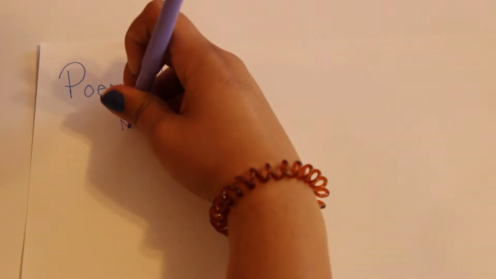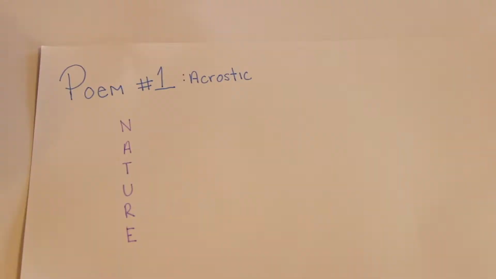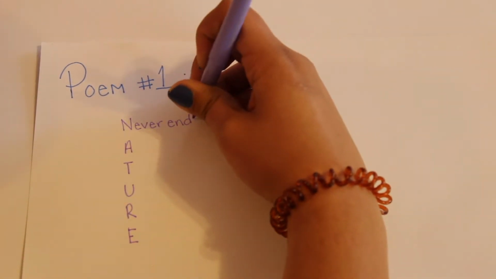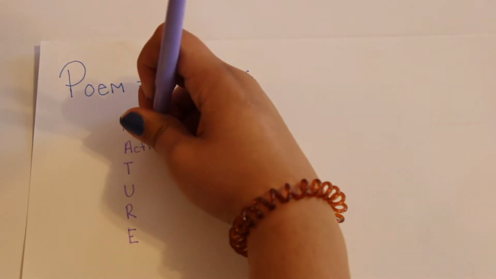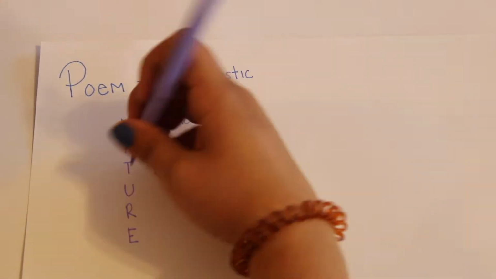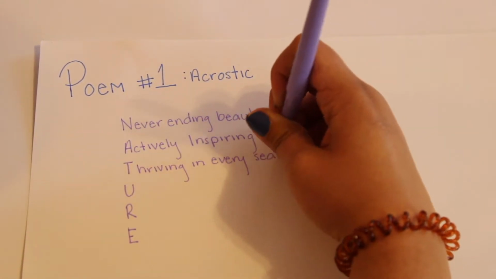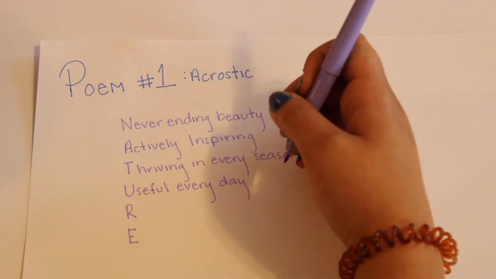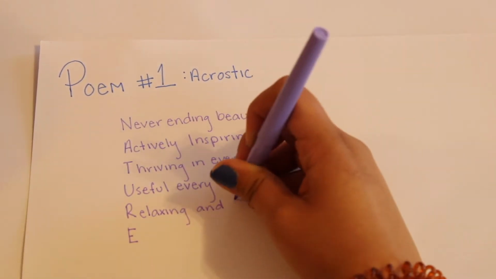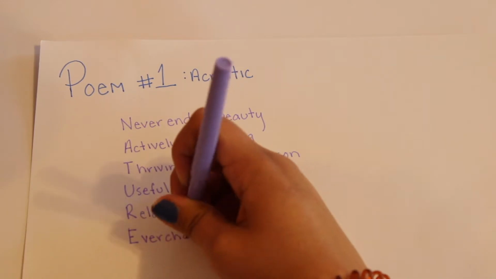The word that I'm going to choose today is nature. So what that is going to look like is writing nature down the side of the page and then using those letters to describe nature. The words I chose here are never-ending beauty, actively inspiring, thriving in every season, useful every day, relaxing and refreshing, ever-changing.